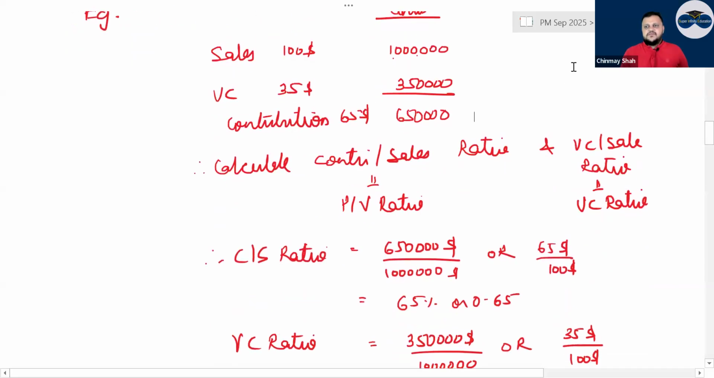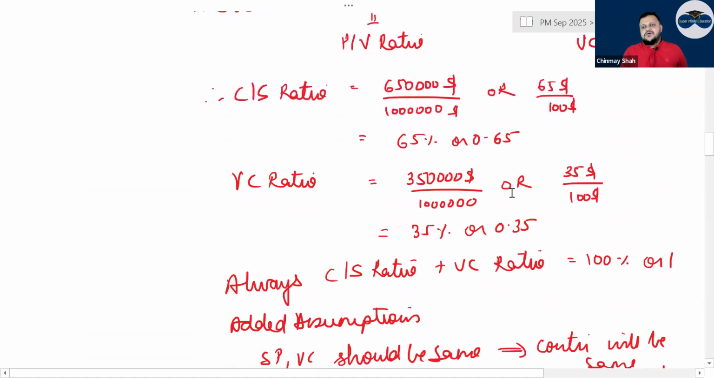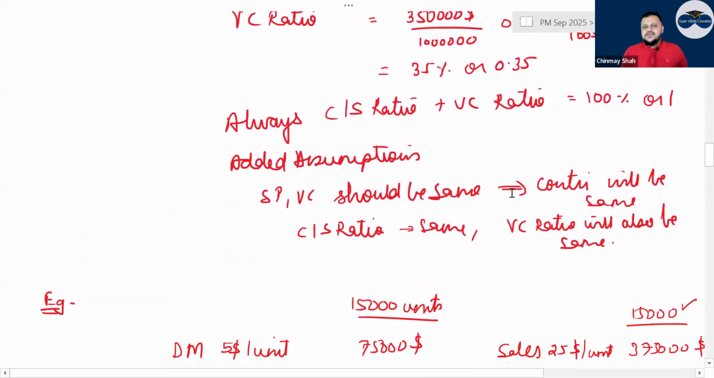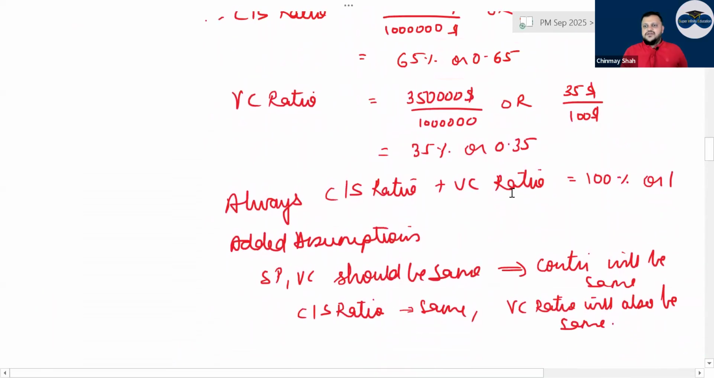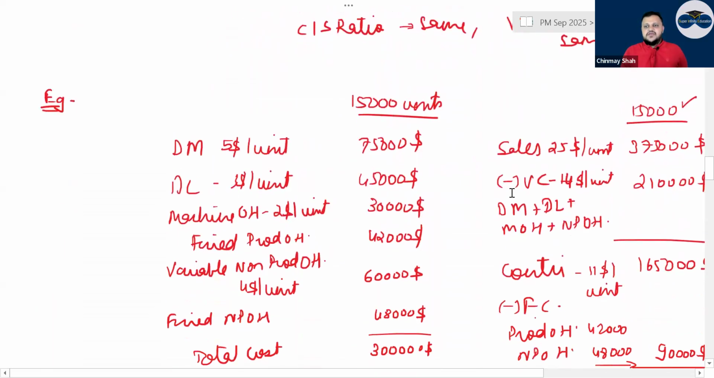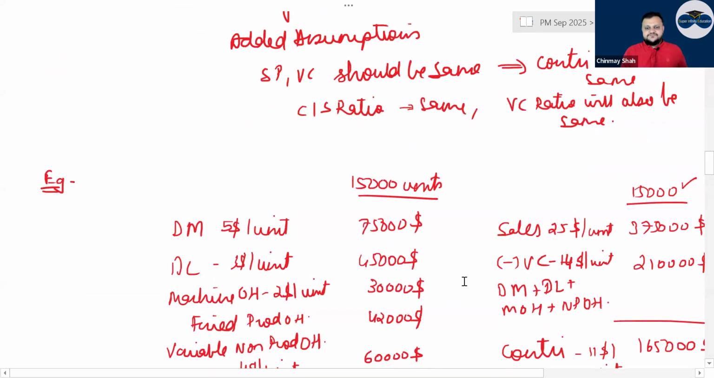Then contribution divided by sales ratio and variable cost by sales ratio: as the denominator is the same, and sales minus variable cost gives you contribution, contribution by sales and variable cost by sales are basically equal to 100, right? Are you okay with this? Then we went into your example.